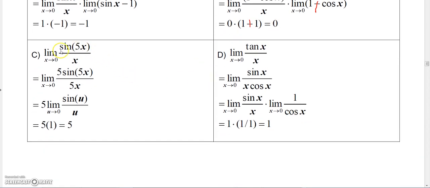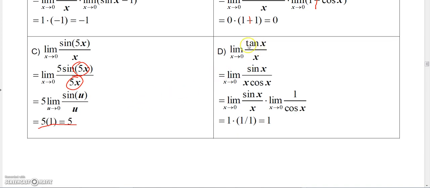This one, sine 5x over x, again, if you let x be 0, you would get 0 over 0, which is indeterminate. What you can do on this one is multiply the numerator and denominator by 5. That way, this part right here, you can change to a different variable. I'm going to call it u. So now this would be sine u over u. And we know that if x goes to 0, then 5x goes to 0. So we can write this as the limit of sine u over u as u goes to 0, and that would be 1. And then the 5 that I factored out, so I'd have 5 times 1, which is 5.